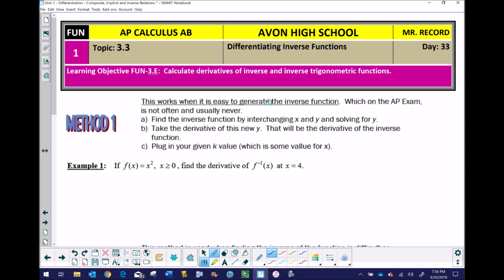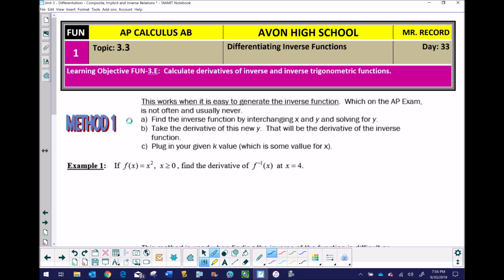Now, the problem with that is that on the AP exam, you are probably never going to be in that situation. You're going to be dealing with functions that are a little bit difficult to solve for y once you interchange the variables, or more likely than not, you might be dealing with some values that are going to be extracted from a table.